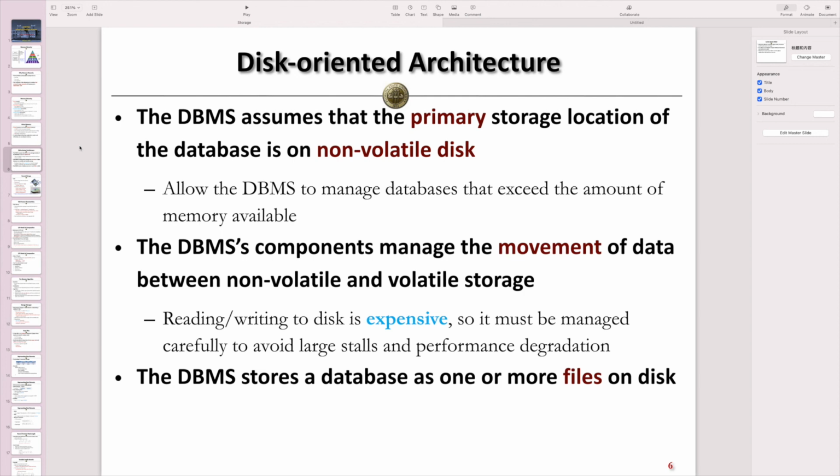Also, the DBMS may need to store the database in one or more files on the disk, because the file size is also limited. If the data we have for one table is larger than the file size, then we probably need to store it in multiple files instead. Alright, so you can see the DBMS is closely correlated with the storage space we have in the computers and in the machines. To understand how DBMS works, we need to have a deep understanding of how the data storage space and devices work inside computers.